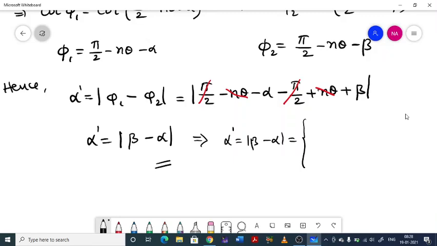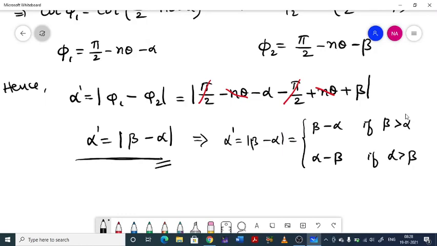So alpha dash will be beta minus alpha, that is equal to beta minus alpha if beta greater than alpha, and it will be alpha minus beta if alpha greater than beta. Better you can stop here only, modulus of beta minus alpha.